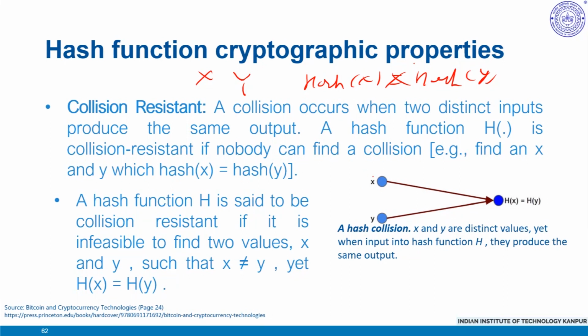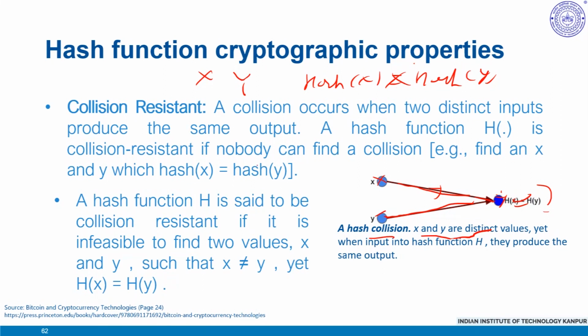A collision between x and y occurs where both of these distinct inputs produce the same output from the hash function, like we said. A hash function is collision resistant if nobody can find a collision like this. So here, x and y are distinct values, yet when they are input into a hash function, they produce the same output. So it should not happen idly, which is called the property of collision resistance.